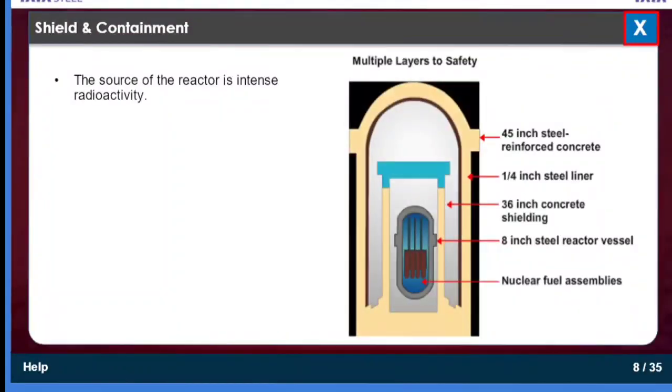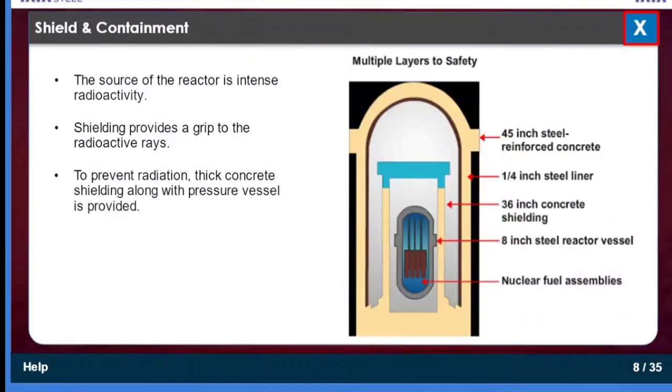The source of the reactor is intense radioactivity. The released radiations are very dangerous. So, for that situation, shielding is provided to stop the radioactive rays. To prevent the radiation from escaping into the atmosphere, thick concrete shielding along with the pressure vessel is provided.